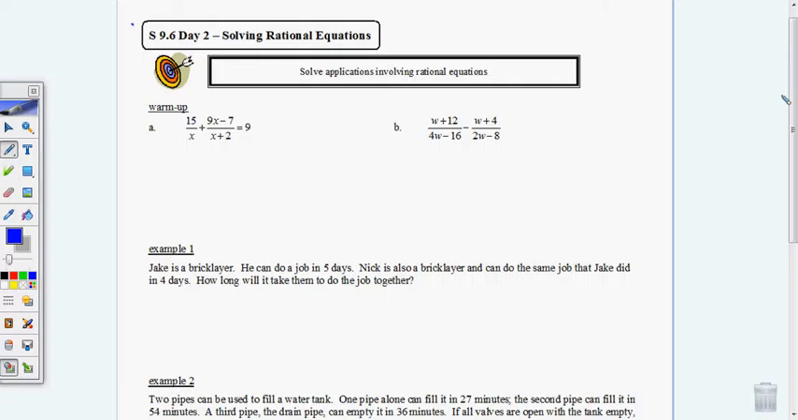So here's what I want you to do. I want you to stop the video. I want you to do the warm-ups. And then you can check to see if you have done warm-up A and B correctly. And if you have, then just quickly skim through and then go down to where we start the word problems. So, stop.